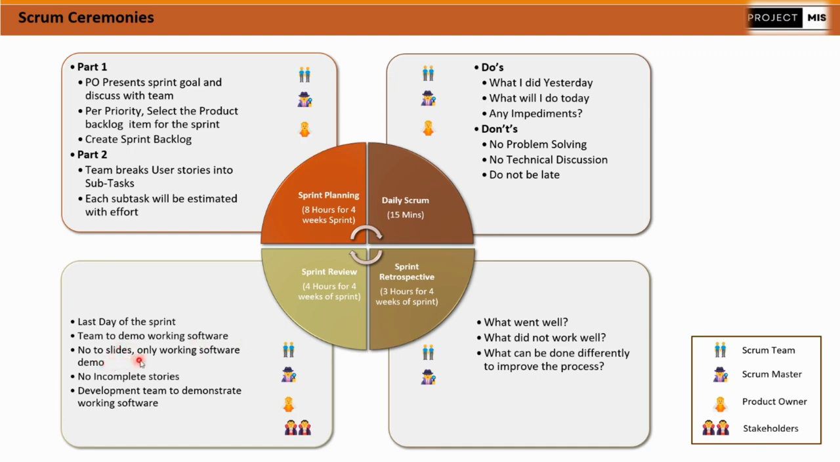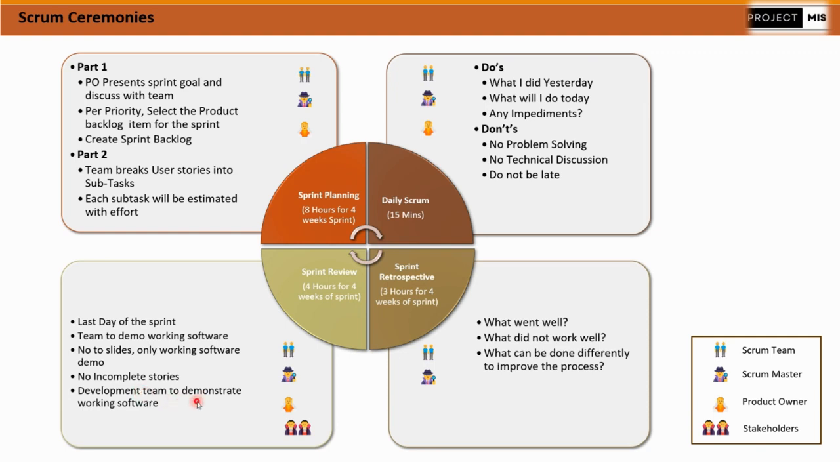No documentation, no slides, only software has to be presented and the demo has to be shown. No incomplete story. There should not be any story presented during the sprint review which is not completed. If it is not completed, it should not be part of a sprint review. But at the same time, we must note that it is not expected that we are unable to complete the user stories which are part of sprint planning. If there is some deviation or emergency, it has to be planned. But we should not be facing that situation where we are not able to complete the story.